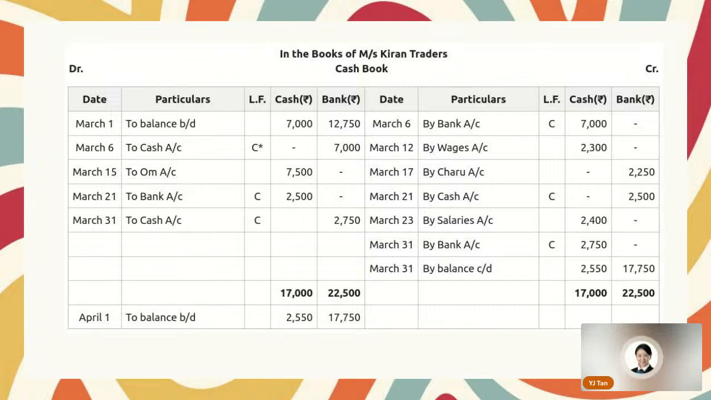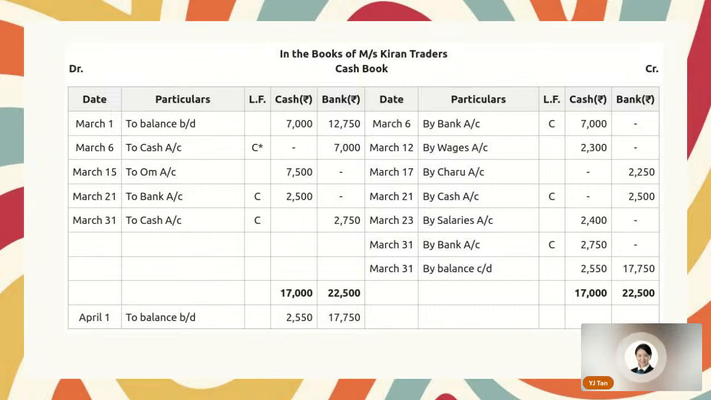What happened is Kiran Traders paid wages of 2,300, which is a reduction of cash. All right, there is reduced cash. And then on 15th of March, there is a deposit of cash. That means money coming in from OM. Don't know what that is. It should be a customer. Okay, assume that OM is a customer paying 7,500 in cash.